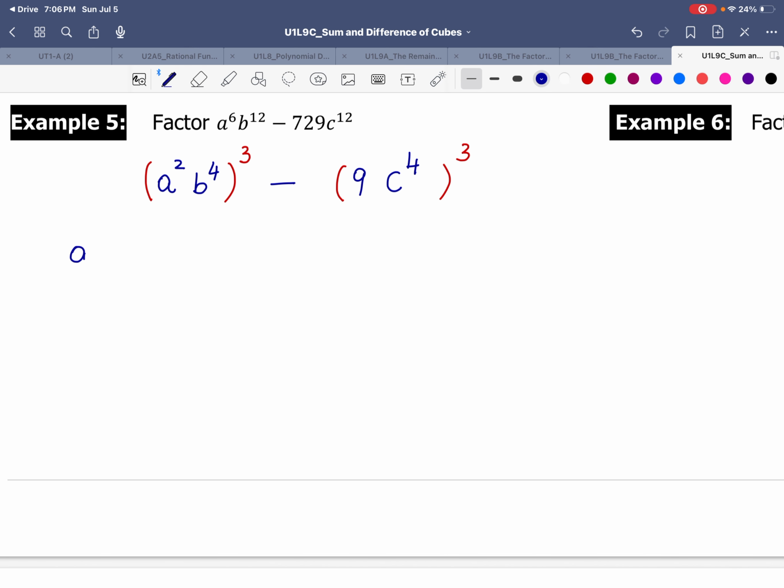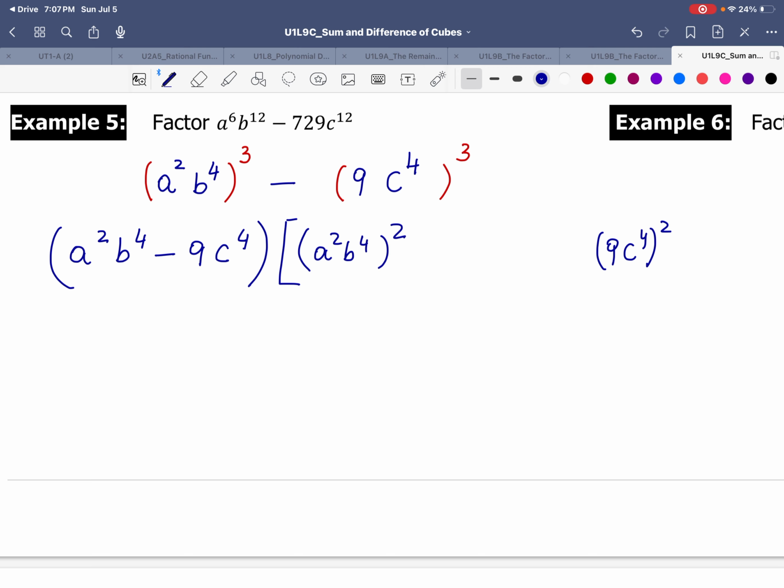And we have a squared b to the 4 minus 9c to the 4. That would be our first factor. And the second factor will be a squared b to the 4 squared. The last term in here is 9c to the 4 squared. And the middle term will be the product of a squared b to the 4 with 9c to the 4.